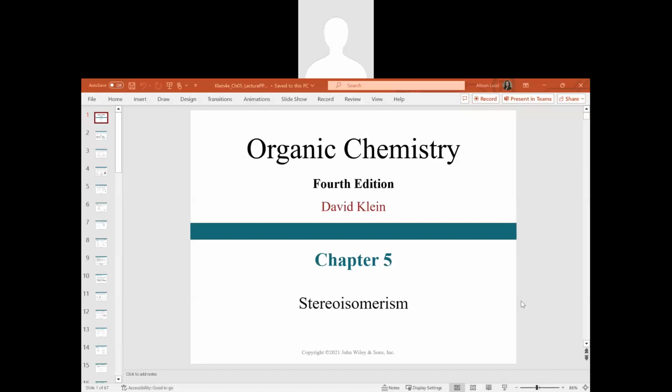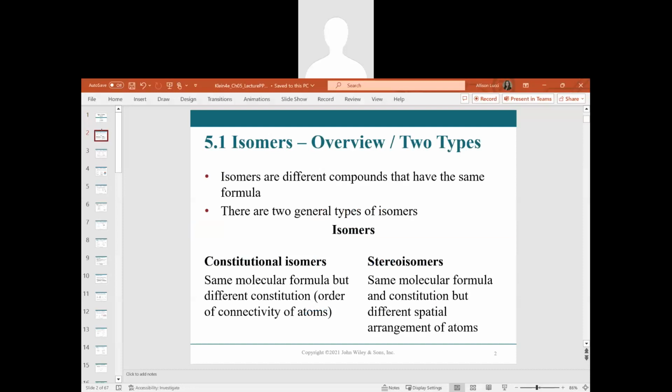Let's begin a discussion of Chapter 5 and the topic of stereoisomerism. In the past, we've seen constitutional isomers. Now we're going to introduce another type of isomers. We've seen that isomers have the same molecular formula. So all types of isomers need to have the same molecular formula, but there are two general types.